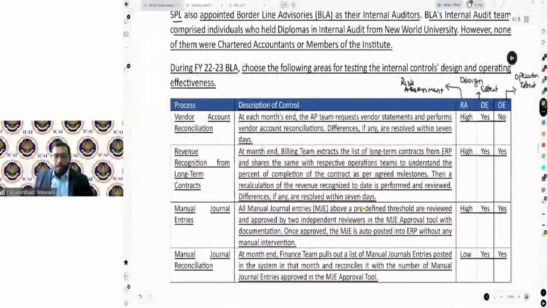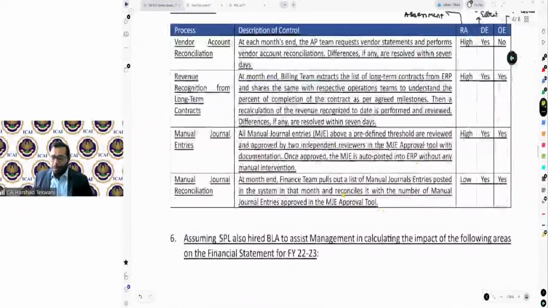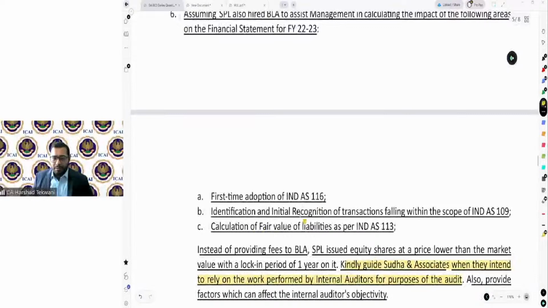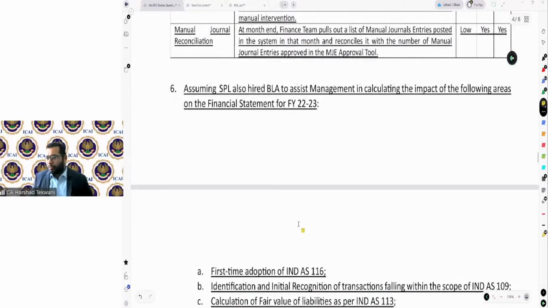So that is the thing here. This is the work performed by internal auditors. They performed 4 areas. They tested. They also performed additional work in this area. Instead of providing fees, SPL issued equity shares. Now they want to rely upon the work of internal auditor, whether they can do that or not.